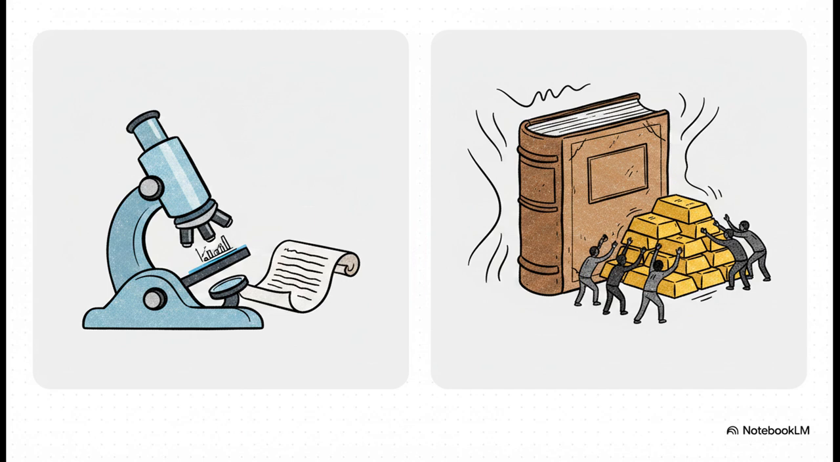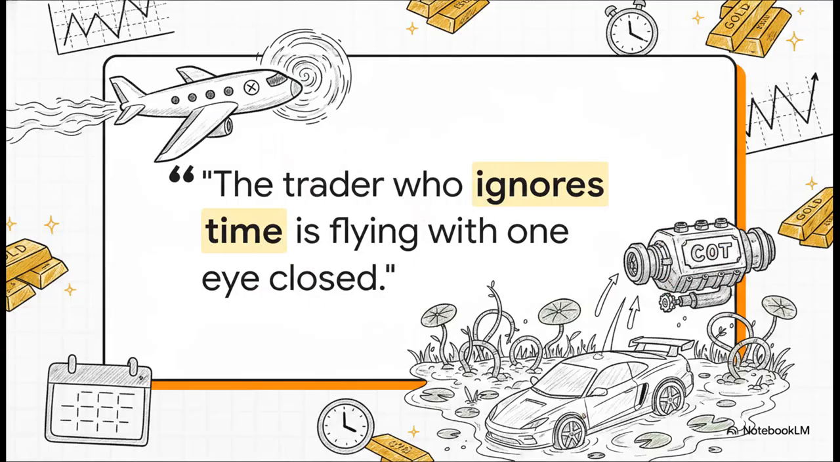But the almanac, that's your seasonality. It reveals the macro rhythms and the predictable human behavior. It tells you who actually wants the physical metal out there in the real world. A trader who only uses the microscope sees the structure perfectly, sure, but they completely miss the rhythm. I want to leave you with this incredible piece of senior analyst wisdom, straight from our source material. The trader who ignores time is flying with one eye closed. The COT is the engine, but seasonality is the terrain.